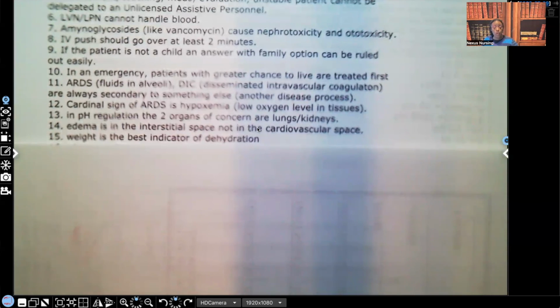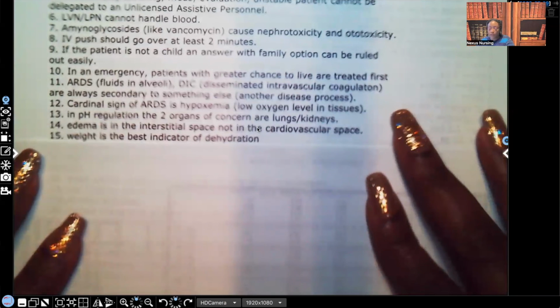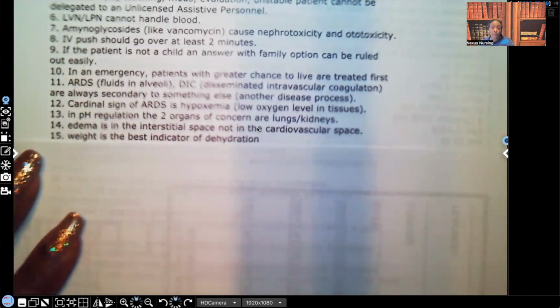And so what you want to do is weigh that patient every day, at the same time every day, in the same type of clothes, on the same scale. And that weight is the best indicator of letting you know if that patient is holding on to fluids or letting go in cases such as what? CHF.